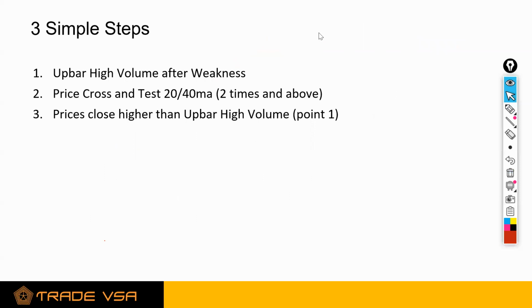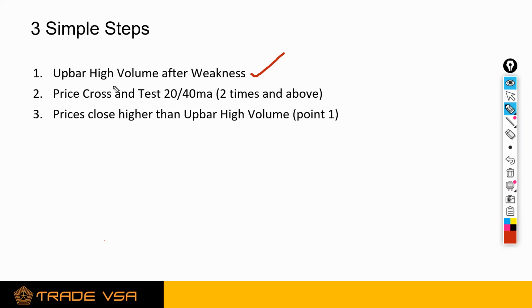Now, 3 simple steps to summarize the 8 points earlier on. 3 simple steps to differentiate if this stock is going through reaccumulation or distribution after the price cuts below 2040s. First of all, we need the up bar high volume after weakness, which means after a sell off with high volumes, we need this up bar high volume to come into the chart.